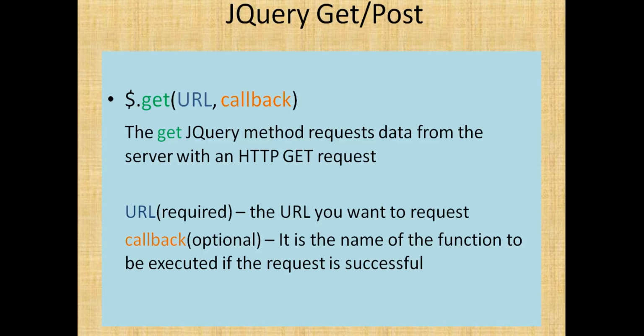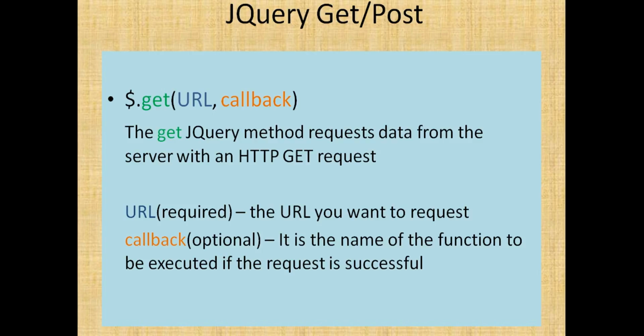The next jQuery method to discuss is the get method. The get jQuery method requests data from the server with an HTTP GET request. It has two parameters. The first one is the URL. It's the required parameter. It is the URL you want to request. The second is the callback parameter. It is an optional parameter. It is the name of the function to be executed if the request is successful.